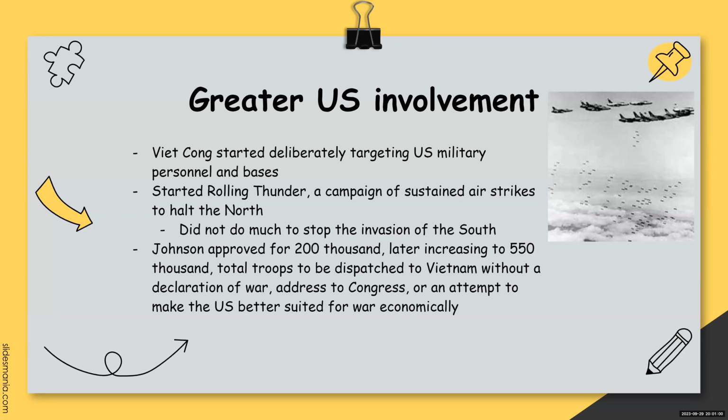Johnson also approved hundreds of thousands of troops to be dispatched to Vietnam, all without a declaration of war addressed to Congress or an attempt to make the U.S. more prepared for the war economically.